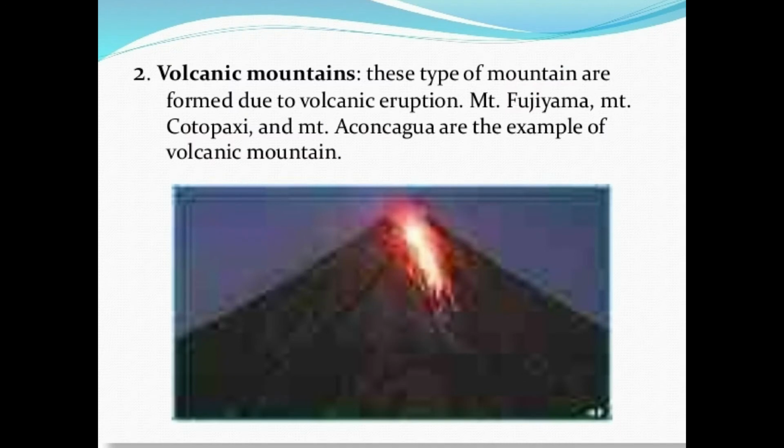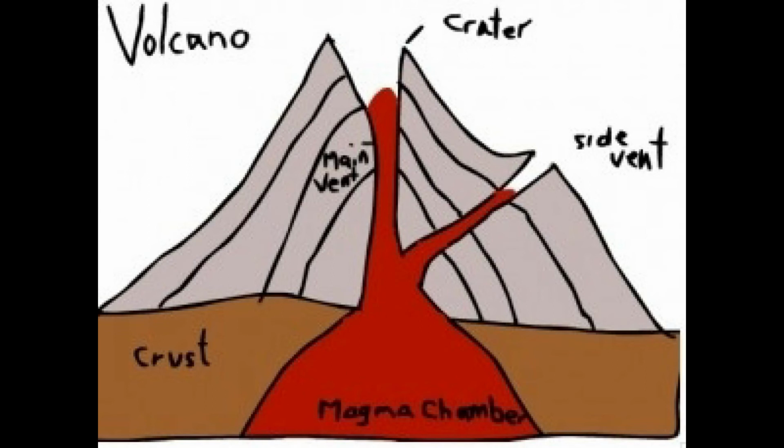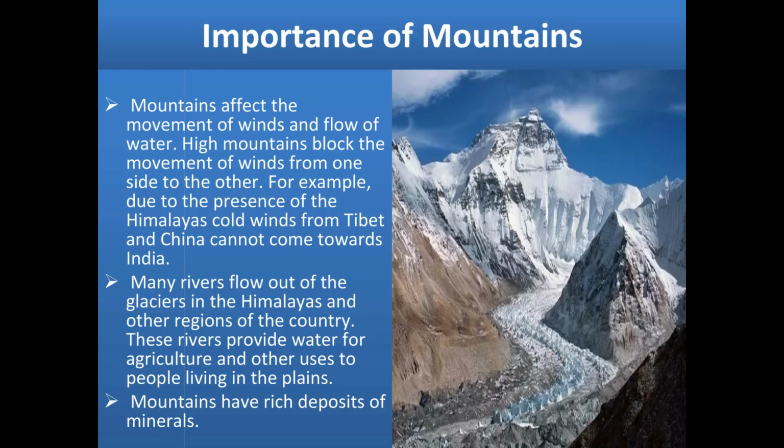Volcanic mountains. These are mountains which are formed as a result of volcanic eruptions. Such mountains are found in many parts of the world, especially towards Japan, New Zealand, North Europe, and South America. You will get a fair understanding by looking at this sketch. Importance of mountains. Mountains play an important part in human life. Mountains affect the movement of winds and flow of water.